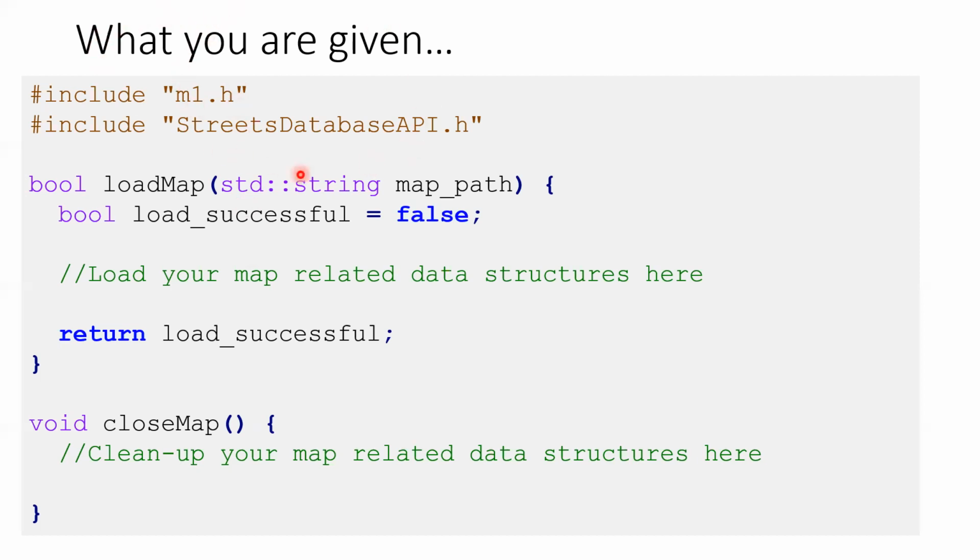What you're given in your starter code will be 2 includes to the m1.h and street database API.h. This is the lower level API that we will be giving to you. And both of these should not be modified. The load map will be called at the beginning of the program execution, where you are loading your map related data structures, and the close map will be called at the end to clean up. It should be straightforward.